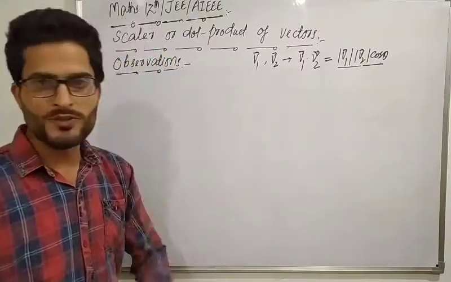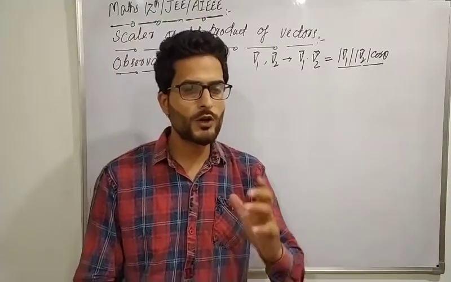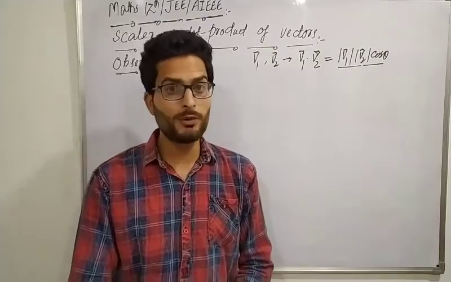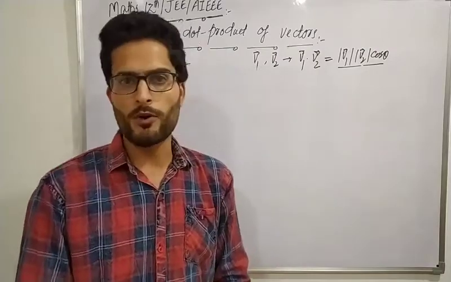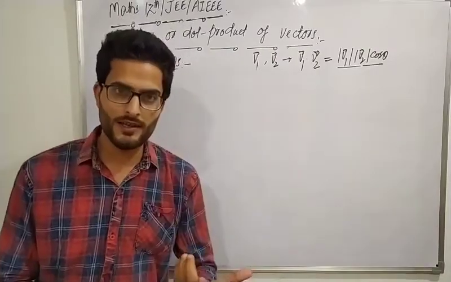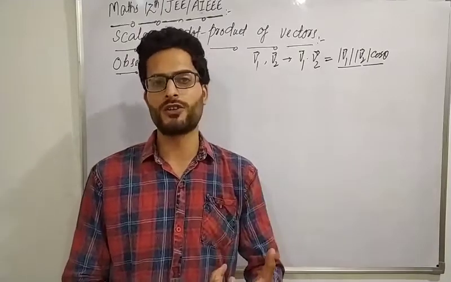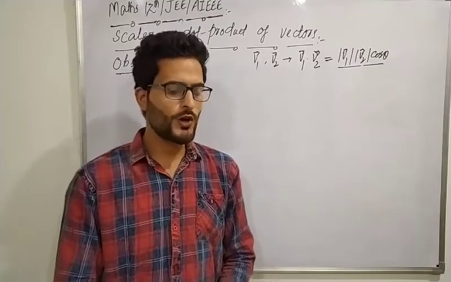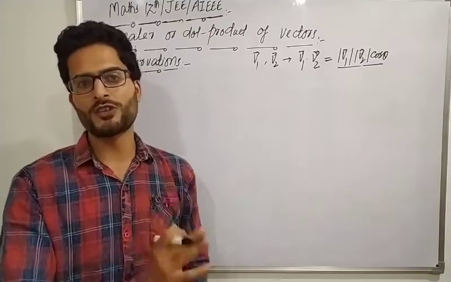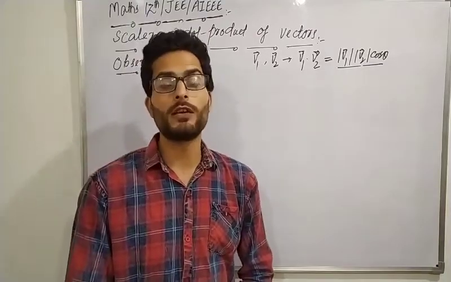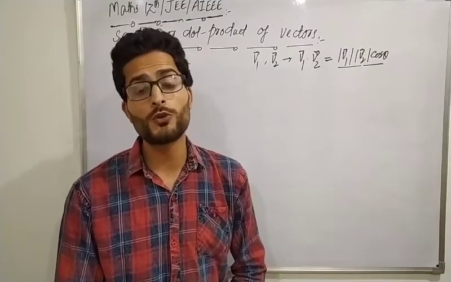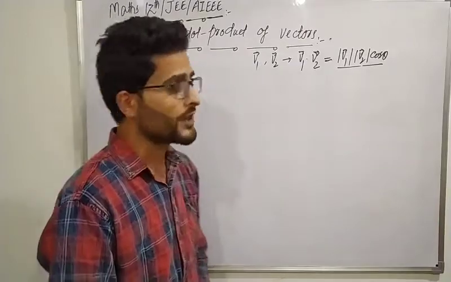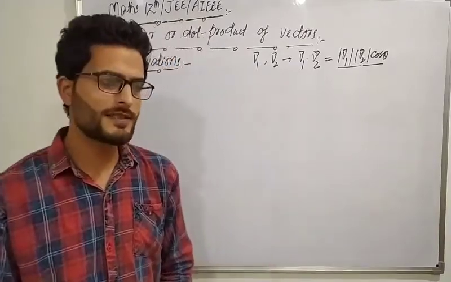The second observation we have discussed: if v1 and v2 are two proper vectors such that they are perpendicular to each other, the angle between them is 90, then their dot product is obviously equal to 0. And conversely, if the dot product of two proper vectors is 0, then they must be perpendicular to each other. So two proper vectors are perpendicular to each other if and only if their dot product is equal to a 0 scalar. These were the three observations that we have discussed in the previous class.